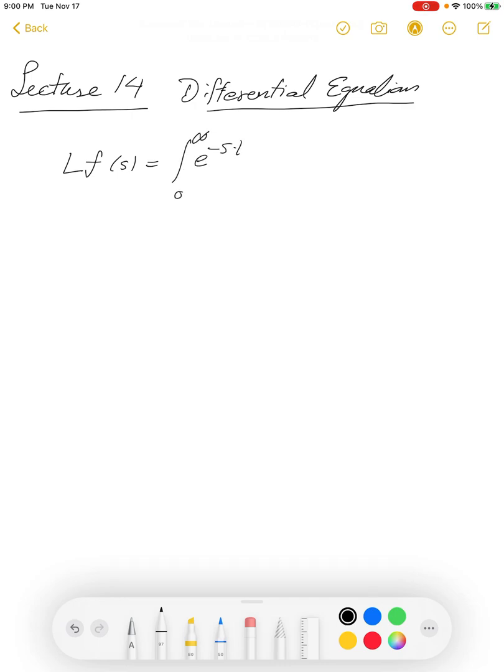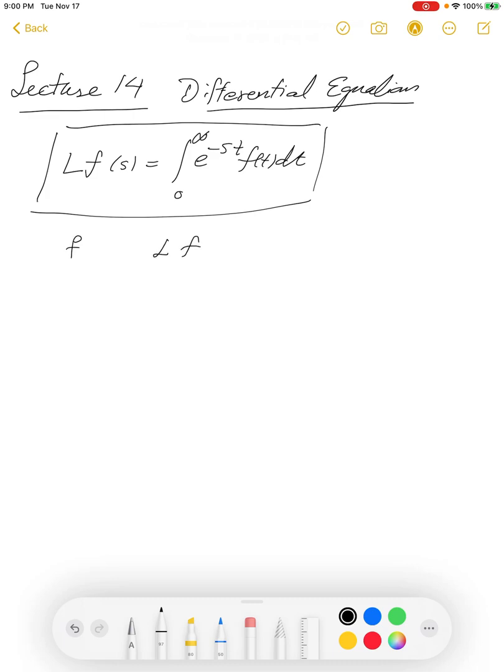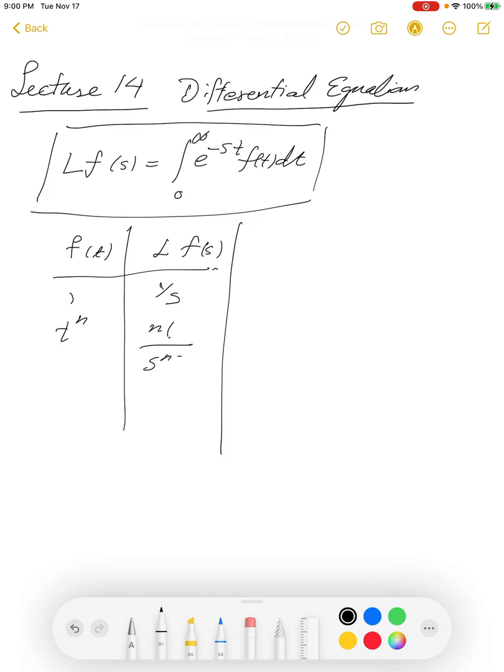and we saw what the meaning of this improper integral is, and we actually computed. We had the following table: f versus Lf. The function f is 1, Lf is 1 over s. Again, I denote the variable by t when it is f, and when it is Lf, the variable will be s. So the Laplace transform of t to the n is n factorial over s to the n plus 1.